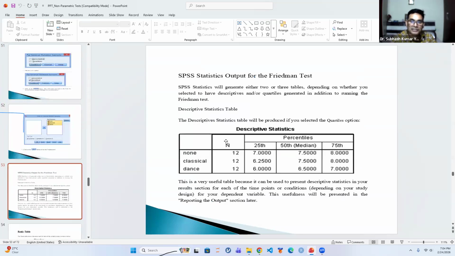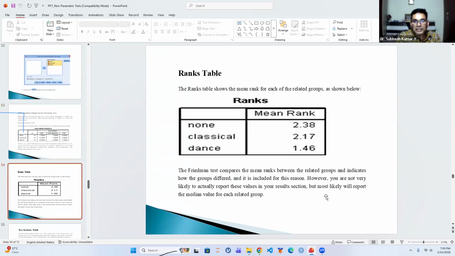This is the descriptive statistics for all the groups, where the group is the same. We have taken three observations: with no music, with classical music, and with dance music. These are the first quartile scores, this is the second quartile score, and this is the third quartile score. Now these are the mean ranks. You can see there is a difference in the mean ranks of the three music types: 2.38 for no music, 2.17 for classical music, while it is 1.46 for dance music.